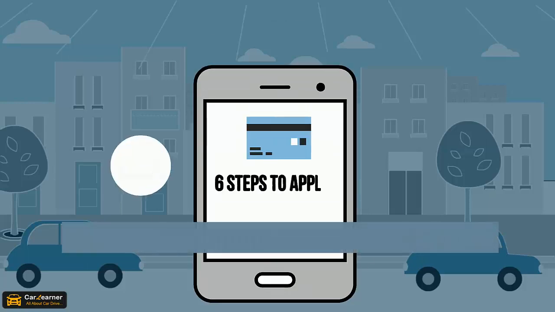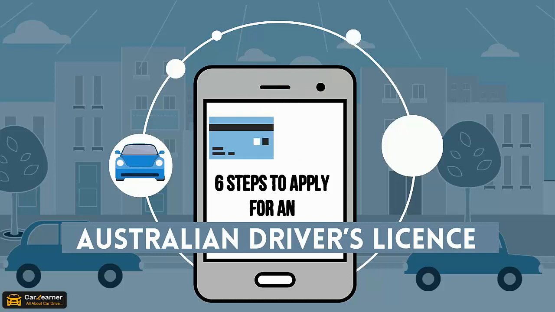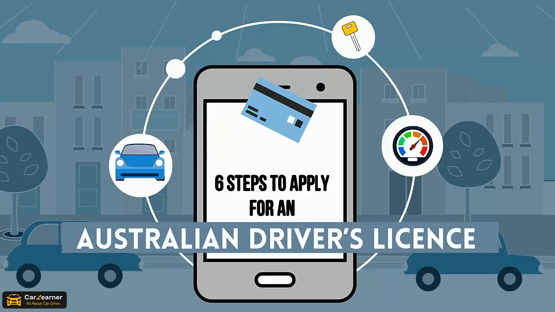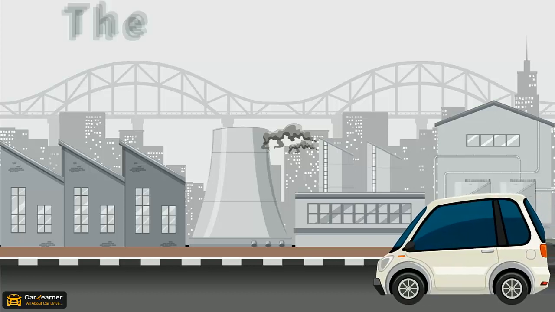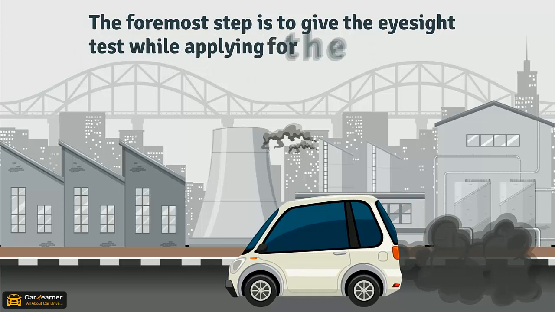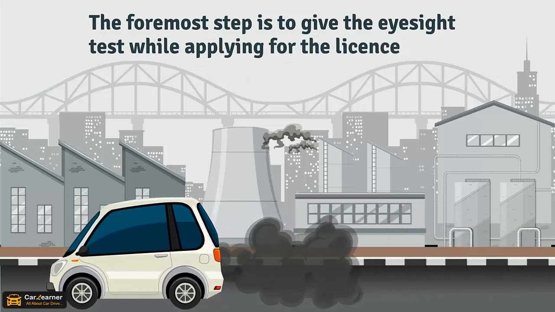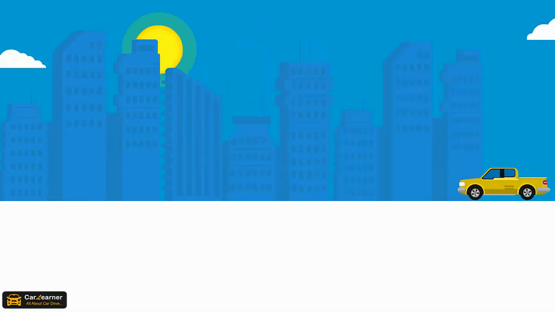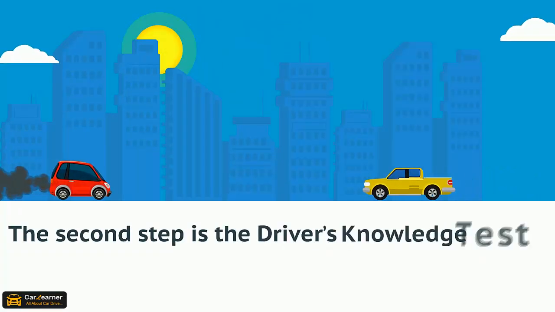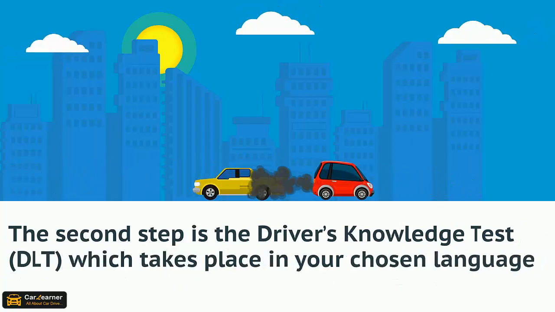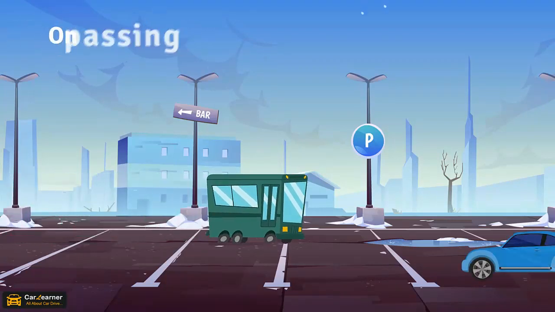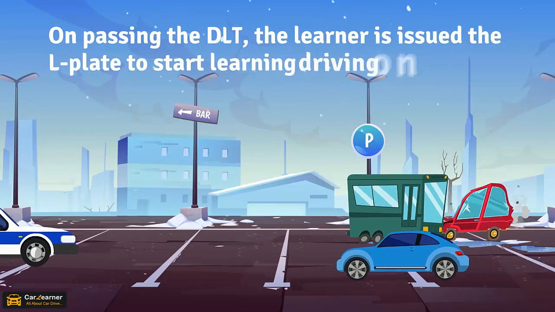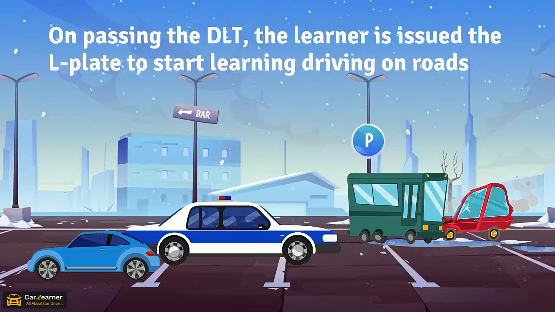Six steps to apply for an Australian driver's license. The foremost step is to give the eyesight test while applying for the license. The second step is the driver's knowledge test, DKT, which you can take in your chosen language. On passing the DKT, the learner is issued the L plate to start learning driving on roads.